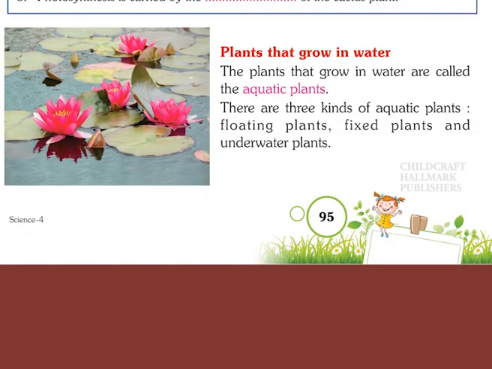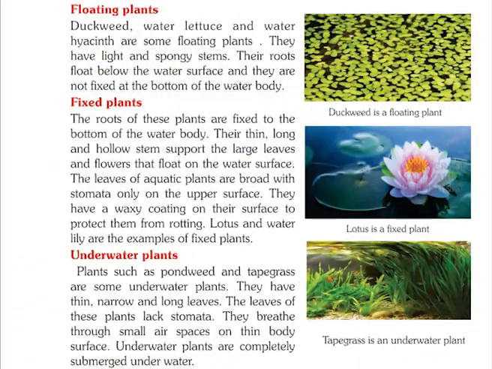Plants that grow in water. The plants that grow in water are called the aquatic plants. There are three kinds of aquatic plants: floating plants, fixed plants, and underwater plants. Floating plants. Duckweed, water lettuce, and water hyacinth are some floating plants. They have light and spongy stems. Their roots float below the water surface and they are not fixed at the bottom of the water body.